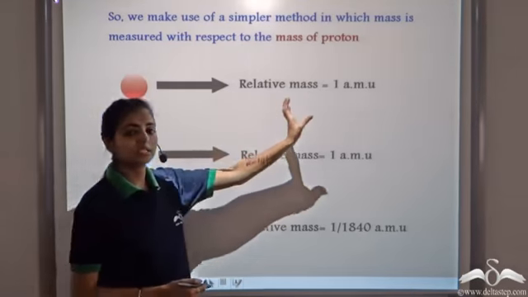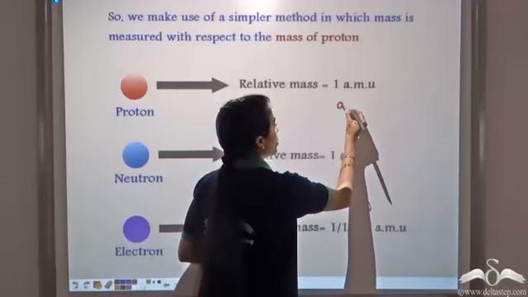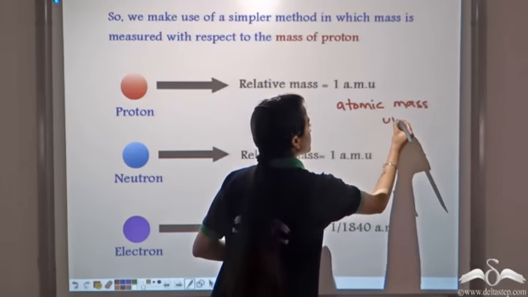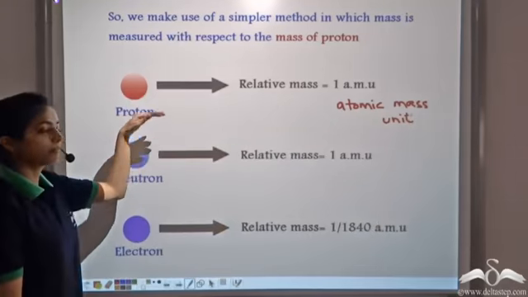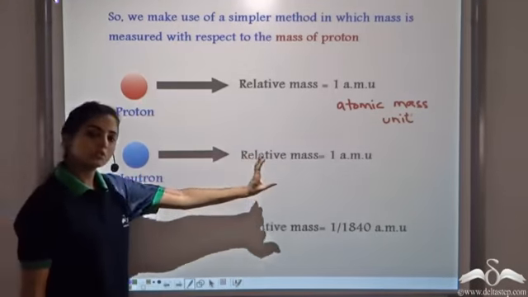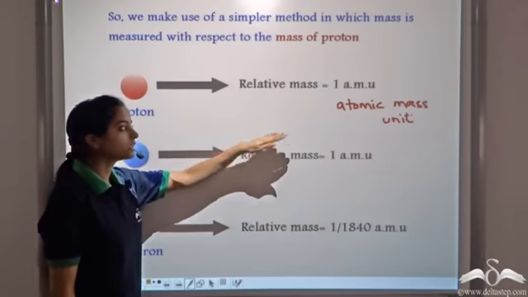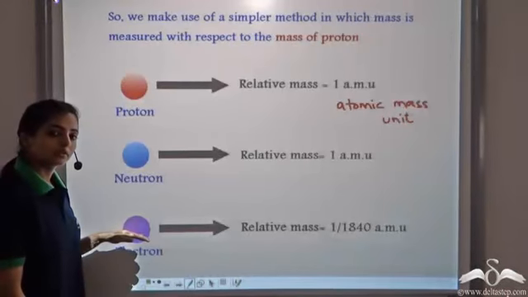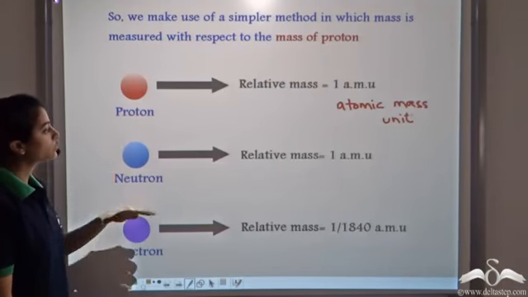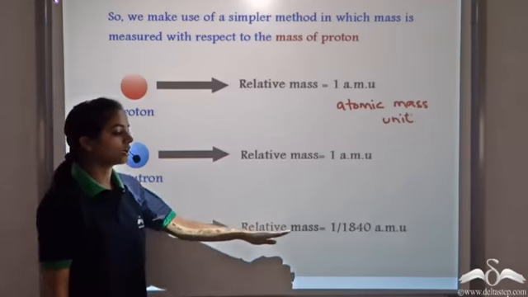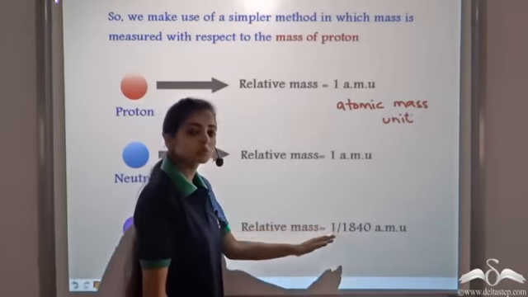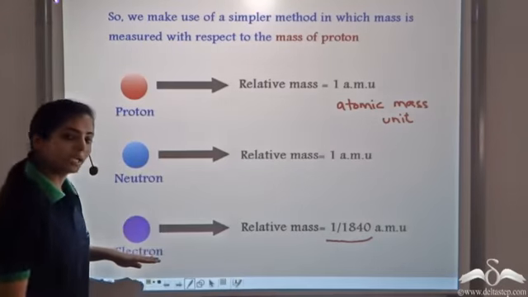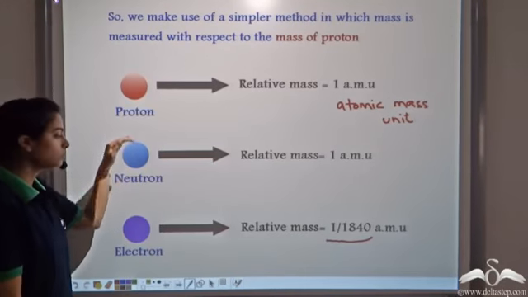So the mass of proton is taken to be 1 AMU, where AMU stands for atomic mass unit. With respect to the mass of proton, the mass of neutron also becomes 1 atomic mass unit, because the mass of proton is equal to the mass of neutron. The mass of electron is much less as compared to the mass of proton. So with respect to the mass of proton, the mass of electron comes out to be 1 by 1840, that is 1 upon 1840 atomic mass unit. This value shows that the mass of electron is much less as compared to the mass of proton or the mass of neutron.